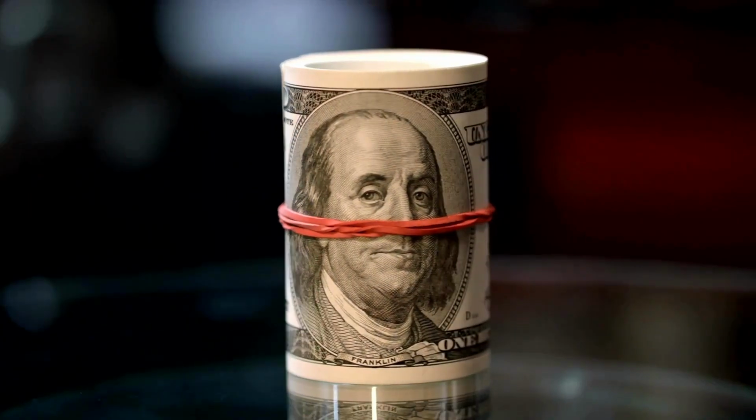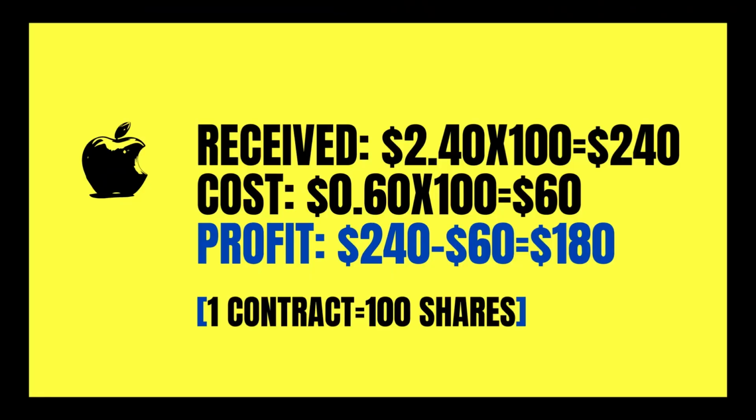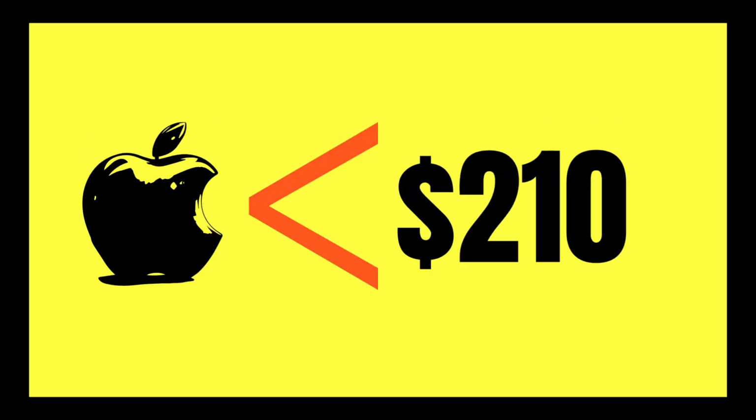Now let's see how this may affect your cash flow. You collect a premium of $240 for selling one contract of Apple at the $210 strike. Deduct $60 that you pay for buying the $215 call from that. Your net income is $180. If Apple does not reach $210 or above by the end of the day, both of the option contracts will expire worthless, and you will keep 100% of the premium.